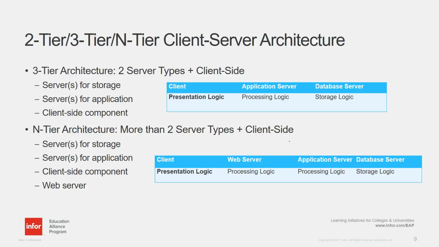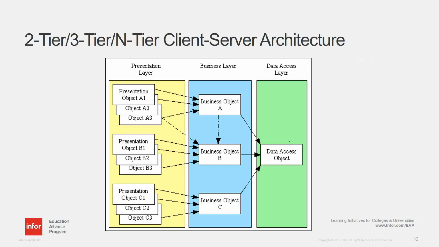Okay, then we have three-tier and or n-tier. Three-tier architecture, basically you have multiple servers instead of just a single server. So you have a server for storage, say the server for the database, and you have one or more servers for applications, and you have a client-side component. Or you could have an n-tier, which is just multi-tier architecture, which is more than 2 servers plus a client. And so we'll take a look at both of those.